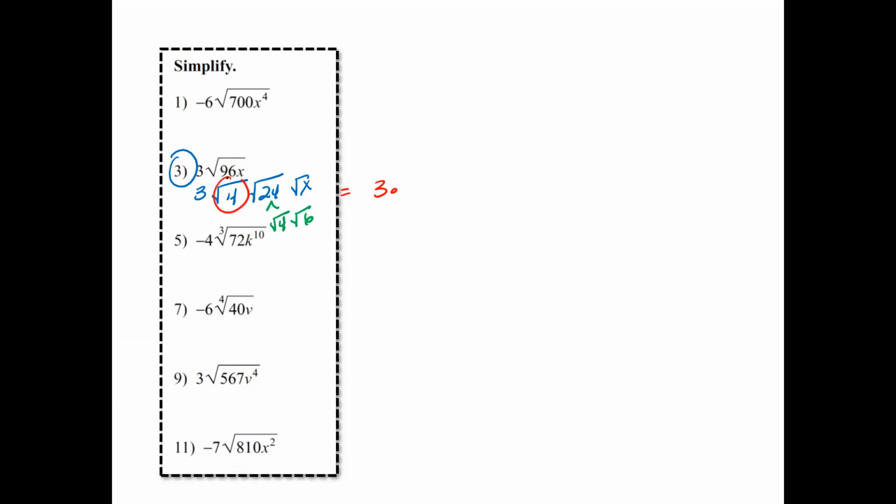So let's see what this gives us. 3 times the square root of 4 is a 2. The square root of 4 is a 2. Square root of 6 with the x. So 3 times 2 is 6, times 2 is 12, square root 6x.